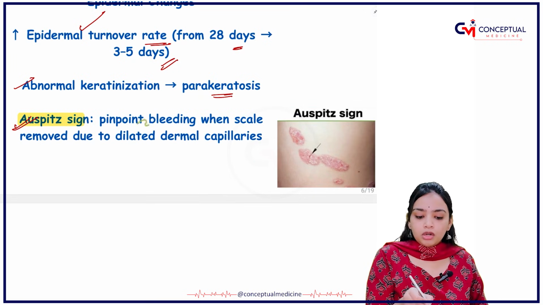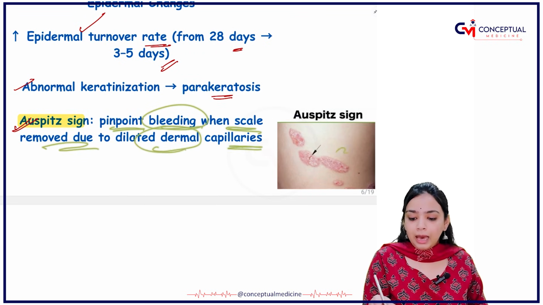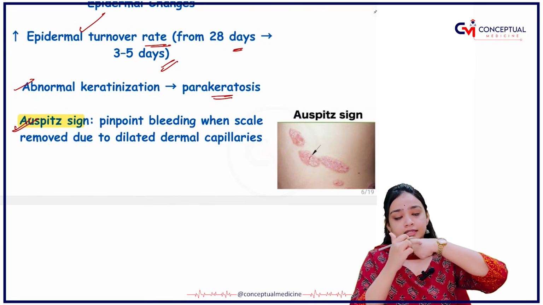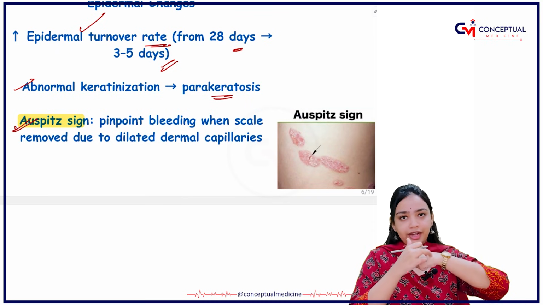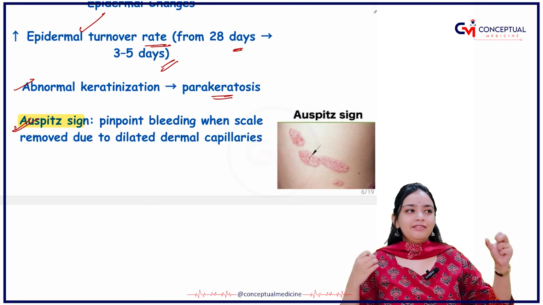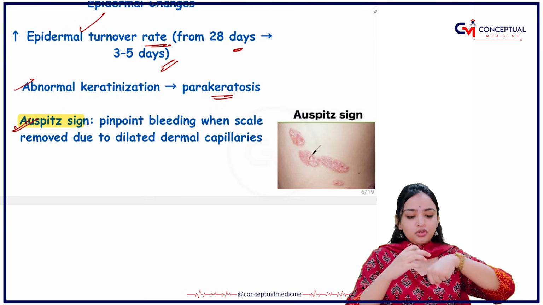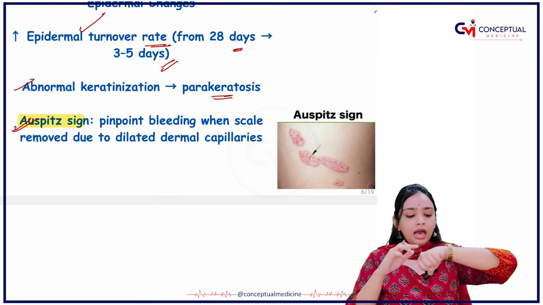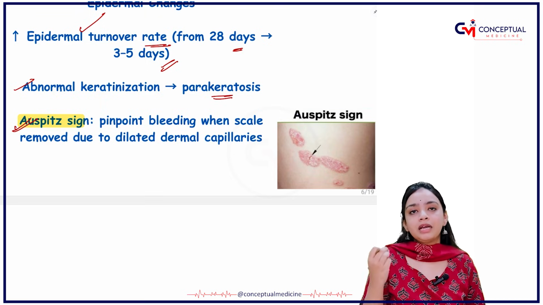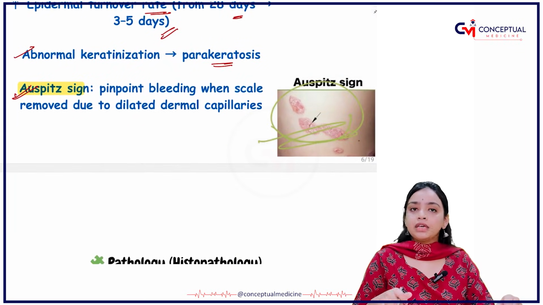In Auspitz sign, there is pinpoint bleeding when the scale is removed, due to dilated dermal capillaries. This is the area where it is affected. Like if on my hand this is the area affected, it is red. And when I remove the plaque, I am able to see a lot of bleeding coming out from this side. The same has been shown in this figure as well.